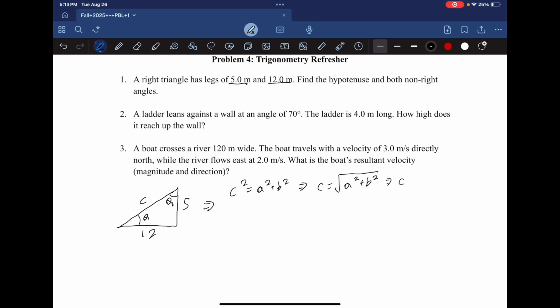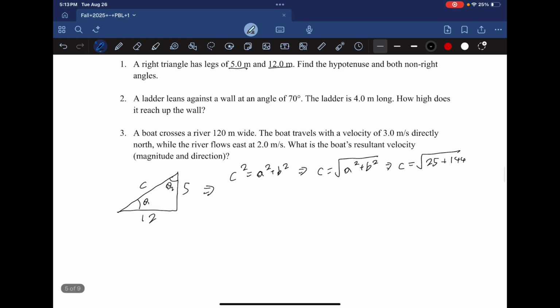So in our case, c is going to equal 5 squared, which is 25, plus 12 squared, which is 144. And then you can do the math on this on a calculator, but this simplifies to be 13 meters. So that is our c value here, 13.